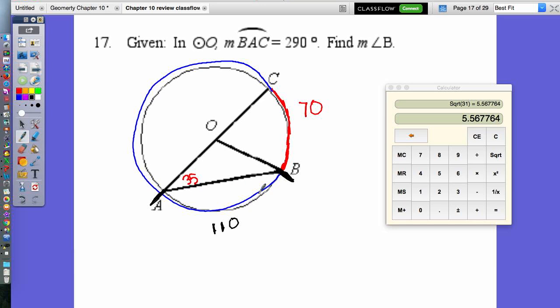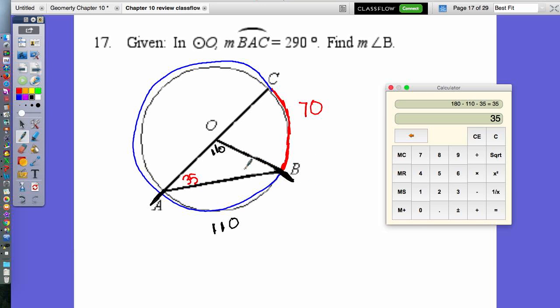And A to B is also intercepted by central angle O, so that would have to be congruent as 110 degrees. So angle B is part of this triangle. If I started with 180, I subtract angle O, which is 110, and I subtract angle A, which is 35, I get that angle B is 35 degrees.